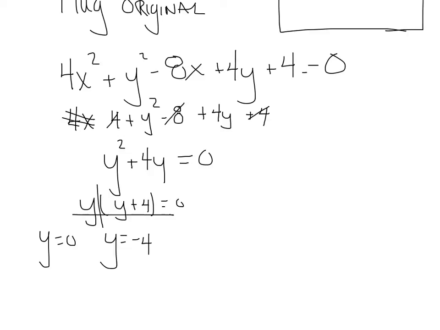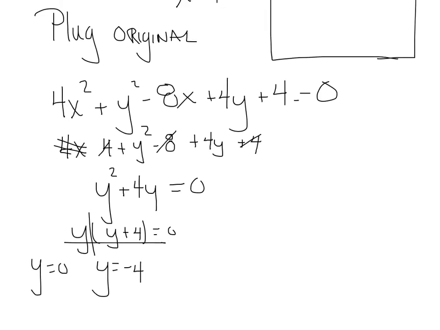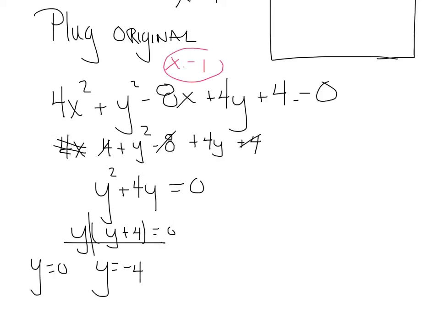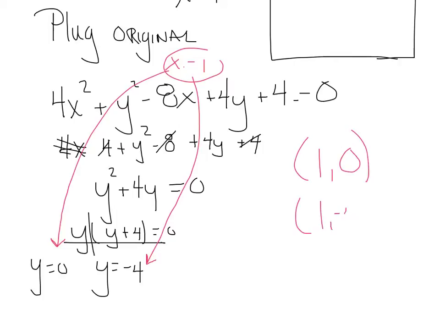Now wait a minute, I had one x value and two y values. So what does that imply? Well, that implies there are 2 points. When x was equal to 1, this is when we substituted x equals 1 in, we got a y value of 0 and a y value of negative 4. So my 2 points are (1, 0) and (1, negative 4).